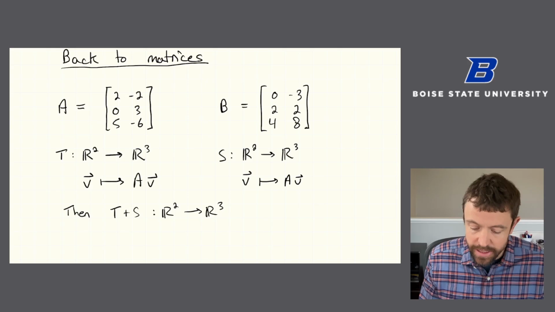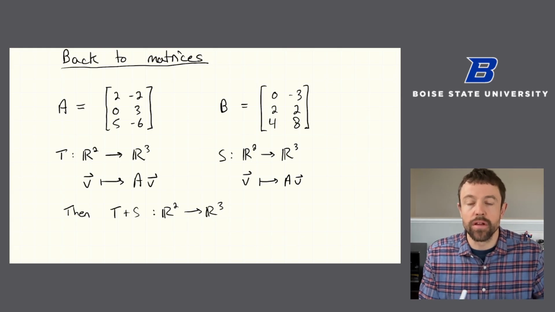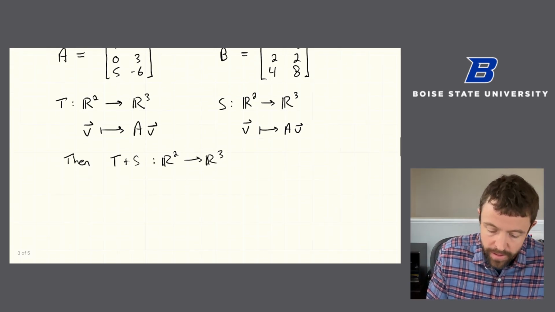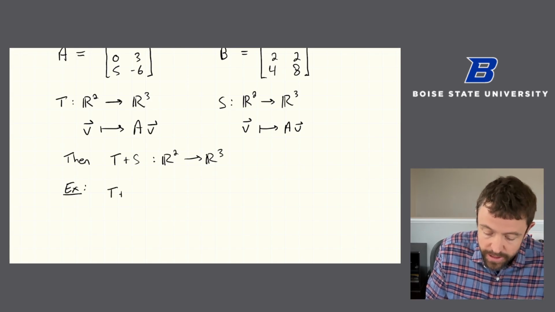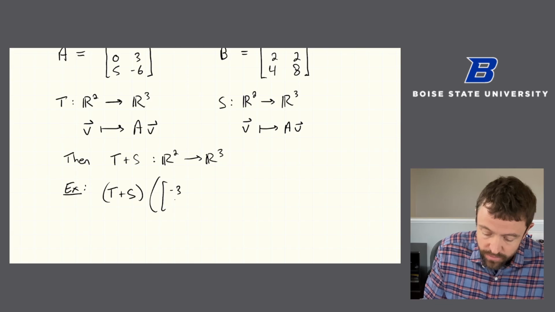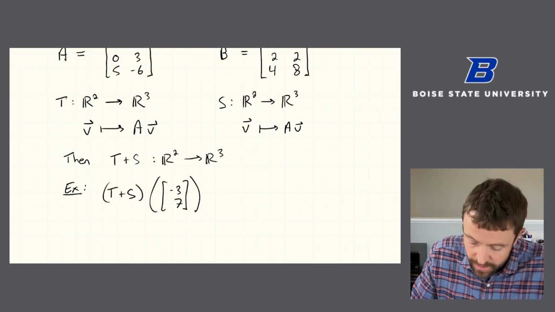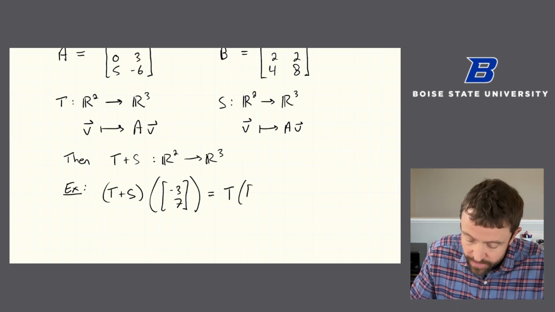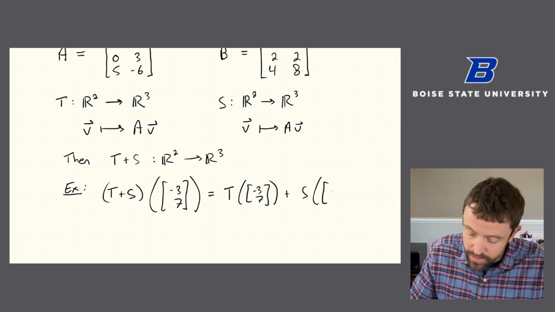But let's look at what this means in an example. So I'm claiming that T plus S is well defined. That is, it gives us a nice rule for taking a vector in R2 and producing another vector in R3. And so let's see how that works. So if I've actually done this right, that means that I should be able to tell you what is T plus S of the vector (-3, 7). Well, by definition of addition of two functions or two linear transformations, this means apply T to this vector and apply S to this vector, and then add the resulting vectors together.